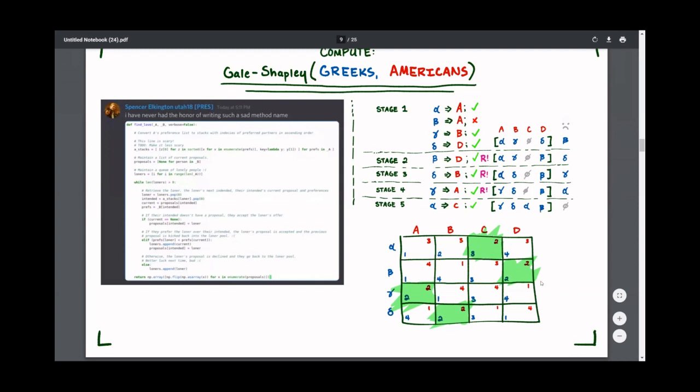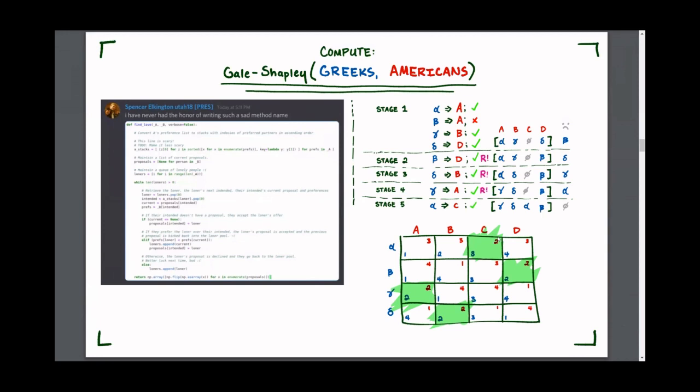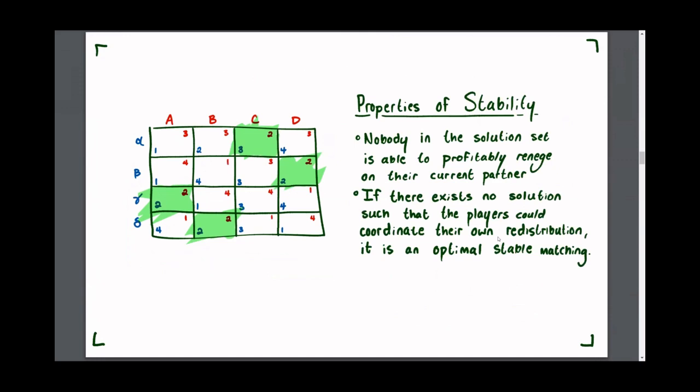to D. And if you take a look at this grid, there's no case where any one of these people can go to another person in the other set and say, hey, would you like to be with me? Because all of these are stable. And so that's the property of stability. There's no case where one person can unilaterally renege profitably on their current partner, because if they did so, they would end up alone.